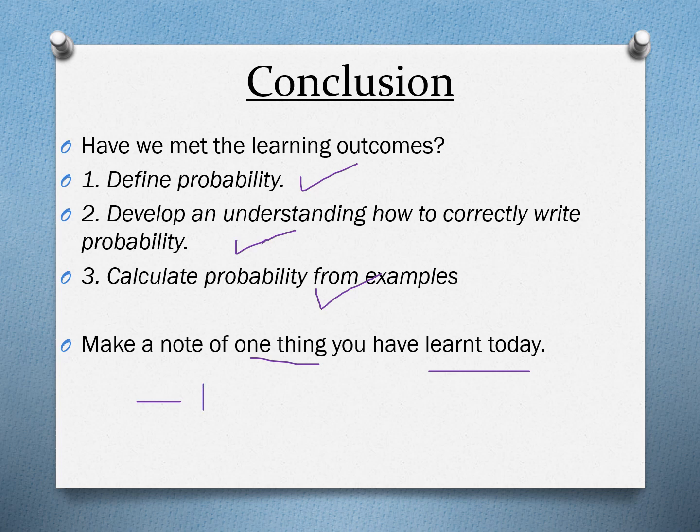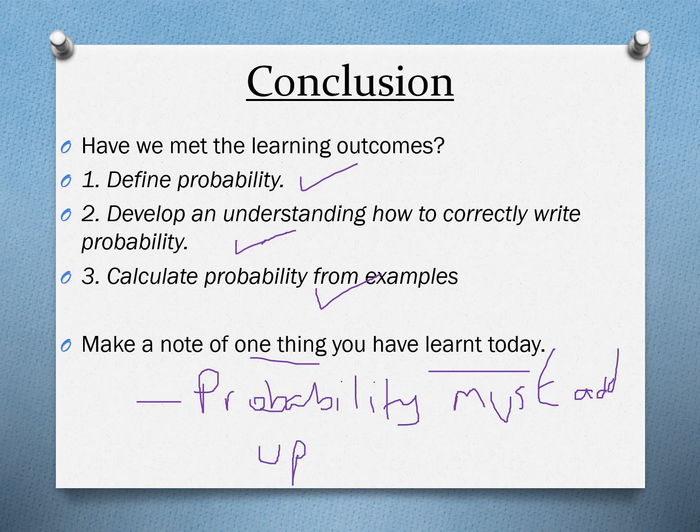The key thing to remember here is probability must always add up to 1. That's a key fact today. So probability must always add up to the number 1, or add up to 100%. It can't ever go above 100%. So add up to 1, or in brackets 100%.